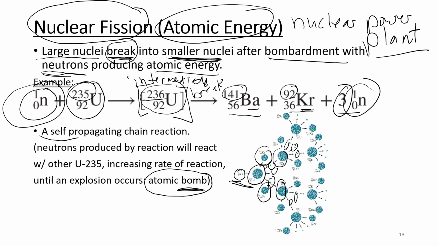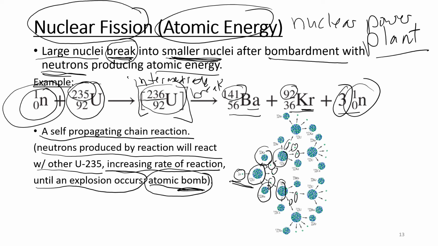So we call this a self-propagating chain reaction because we're producing more neutrons. Those neutrons produced will react with other uranium-235, increasing the rate of the reaction. And what happens in a nuclear bomb or an atomic bomb is it keeps going and going until it actually explodes. So this is this self-propagating reaction. It keeps going, keeps going. Eventually it can't handle anymore, and there's so much energy created, the whole thing just explodes.